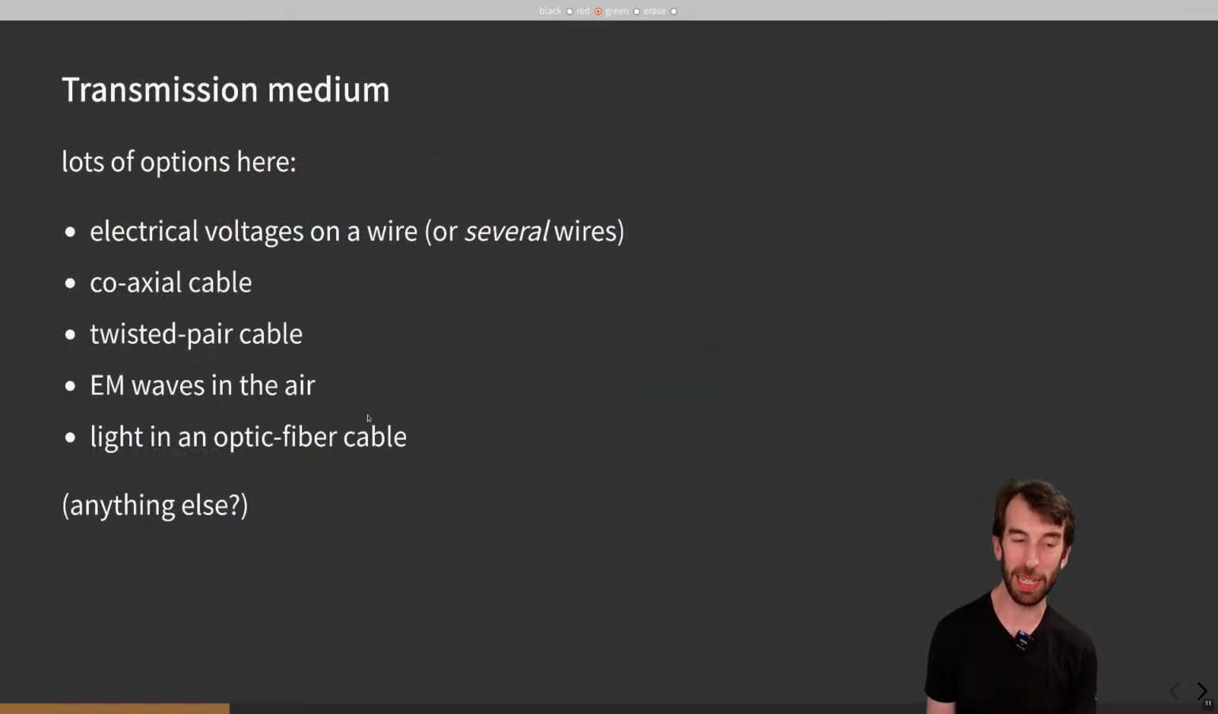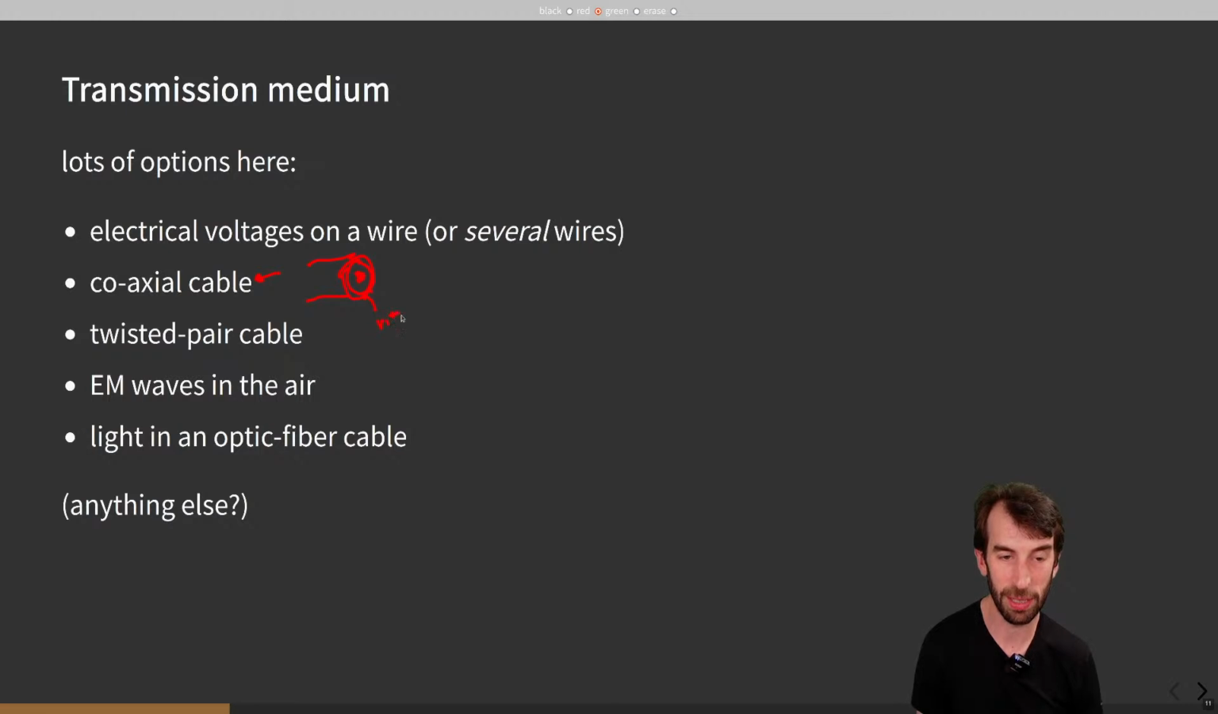What about transmission mediums? This is where I thought we were going. You can have lots of different ways of connecting computers. You can have electrical voltages on a wire or several wires together. You can have a kind of big wire called a coaxial cable, which, if you take a cross section of it, has a core, which is one connector, and then another ring of conductor inside there.